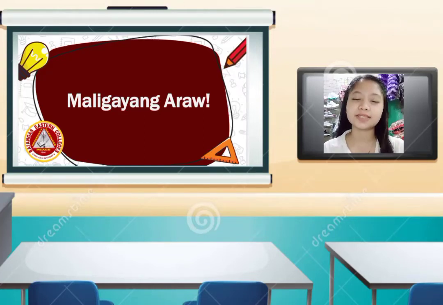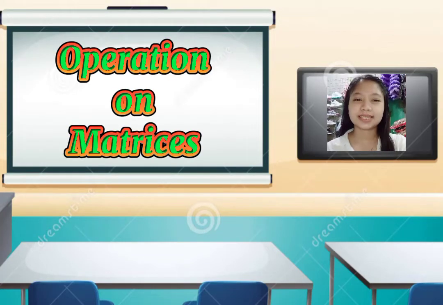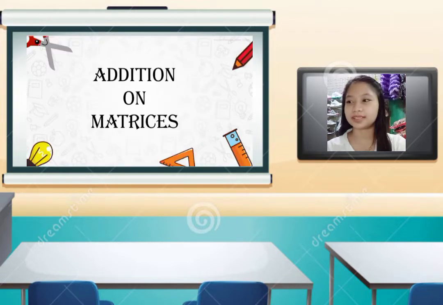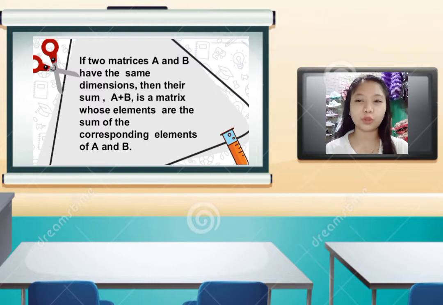I'm Anavelia Rosales. Now, we will discuss the operations on matrices. Number one is addition on matrices. In addition of matrices, if two matrices A and B have the same dimension, then their sum A plus B is a matrix whose elements are the sum of the corresponding elements of A and B.